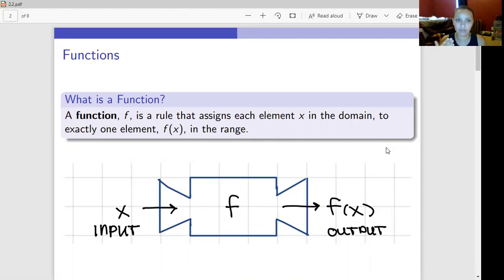A function, f, is a rule that assigns each element x in the domain to exactly one element, f of x, in the range. So you can think of f or a function as being a black box. We hand it something, our input, magic happens, and out we get f of x. So x goes in, f of x comes out. x is our input, f of x is our output.